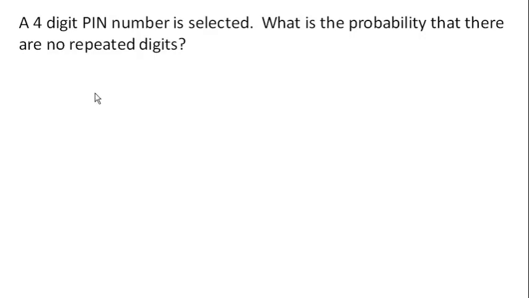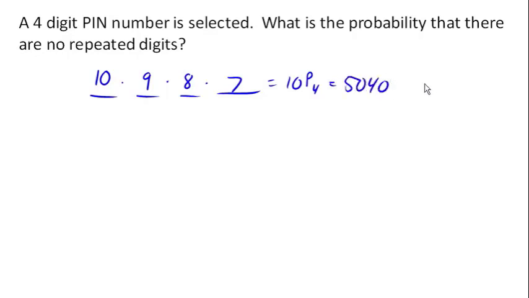So if I was going to pick 4 digits where all the digits are different, I would have 10 choices for the first digit, assuming we're allowing values 0, 1, 2, 3, 4, 5, 6, 7, 8, 9. We have 10 choices for the first digit, 9 for the second digit, because we're not going to allow repeats, 8 for the third digit, and 7 for the fourth digit, or in other words, that's 10P4, right? Is 5,040 different PINs with no repeats.